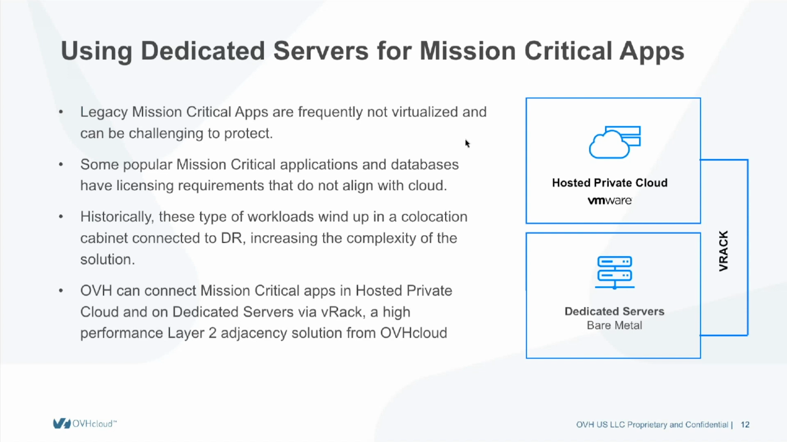Another thing that we find very frequently in the mission critical layer is applications where the licensing does not align with cloud consumption models, meaning maybe it's a database with a licensing rule that says you have to license it for every possible CPU core that the software can see. Putting that on a dedicated host allows you to constrain the number of CPUs that workload can see, and thereby it contains your cost. So up to date, where would we solve for that? Usually these workloads wind up in a co-location cabinet.